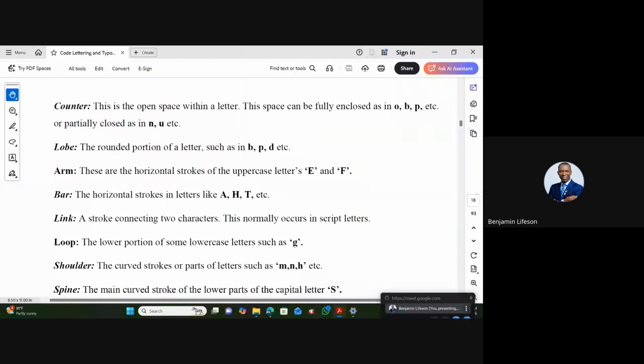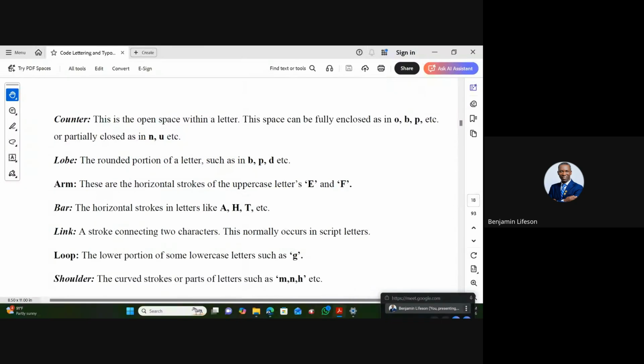Then we look at the loop. The loop is the rounded portion of letters, such as P, D, and B. The curve, that is what we call the loop.